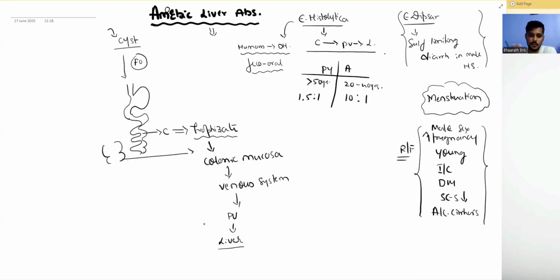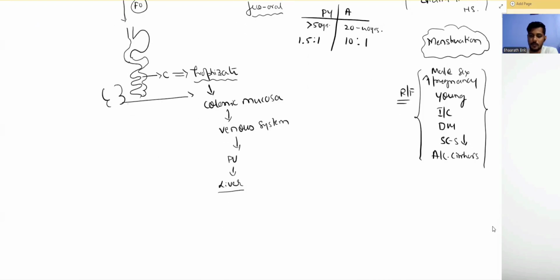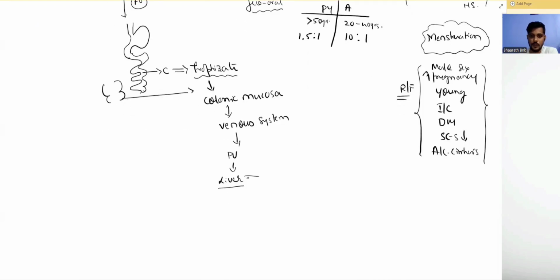And as it gets drained from all of this into the superior mesenteric vein, then it enters the portal vein, then it will enter into the liver parenchyma. Now, in the liver parenchyma, this trophozoite will cause cell adherence. It will adhere to the hepatocyte, and it will activate and cause hydrolysis.